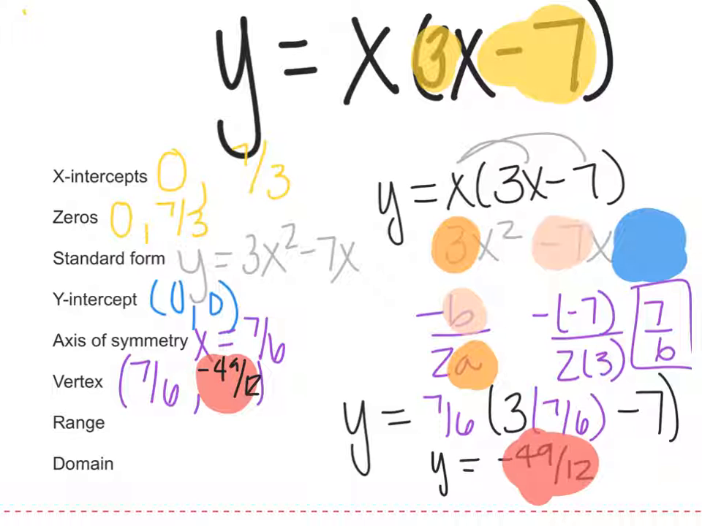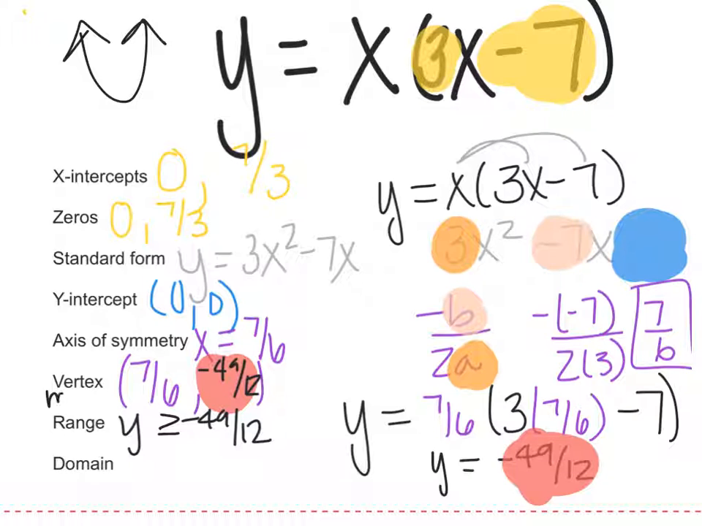That also tells me my range. My range is always y's that are greater than or equal to or less than or equal to the y half of the vertex, and it depends on if my graph opens up or down. So if you'll look back here, it says my a value is positive 3, so that tells me my graph is going to open up. So that means that my range is y is greater than or equal to. It also tells me my vertex is my minimum point. And my domain is always all real numbers.